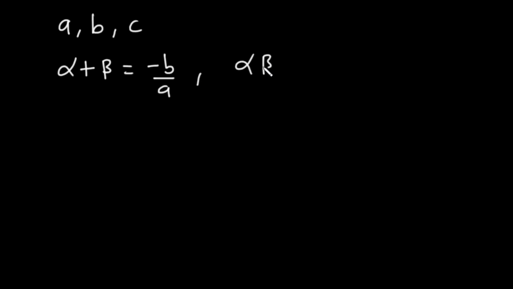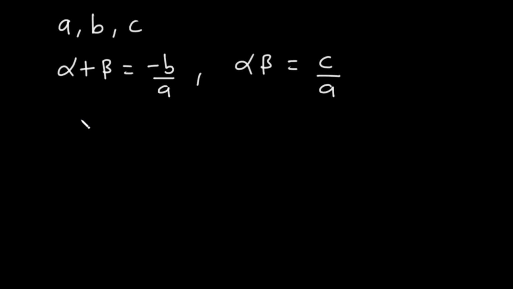In the previous lecture, we learned how to find the sum and product of roots of a quadratic equation using the coefficients a, b, and c. We also learned that given a quadratic equation, the sum of roots alpha plus beta is equal to negative b over a, and the product of roots alpha beta is equal to c over a. In this video, we are going to talk about symmetric functions of roots of a quadratic equation.